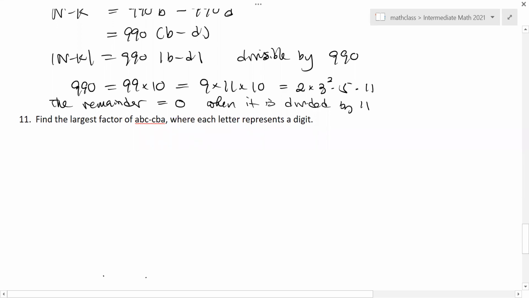Number 11. Let's take a look at number 11. I want you to work it out by yourself. So you've got a pretty good idea how we solve this kind of problem.